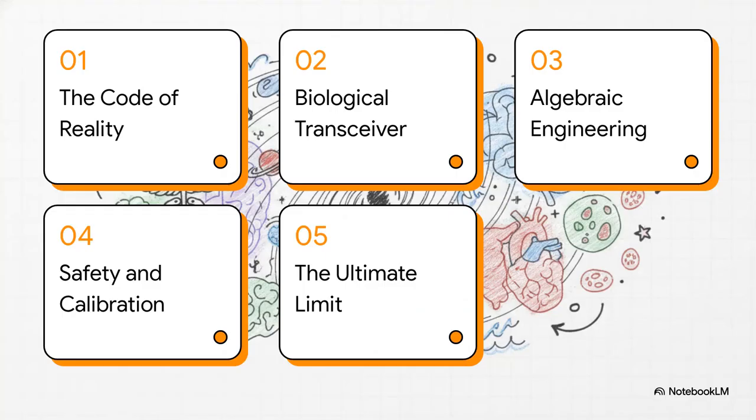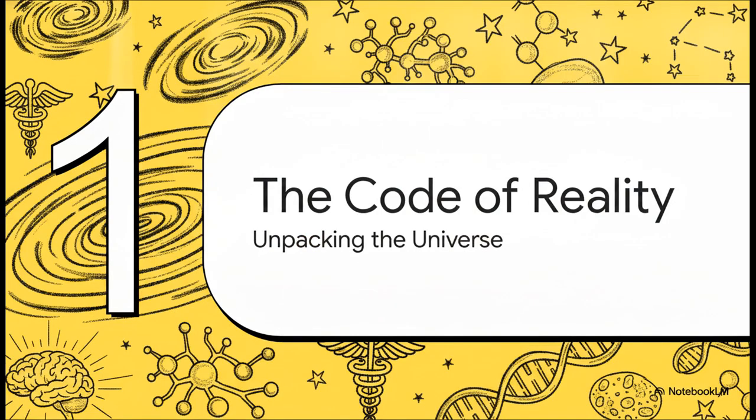We've got a lot of ground to cover today. We're going to start with the code of reality, move right into the biological transceiver, look at algebraic engineering, talk about safety and calibration, and finally end up at what's called the ultimate limit. Let's get right into it. Section 1. The Code of Reality.